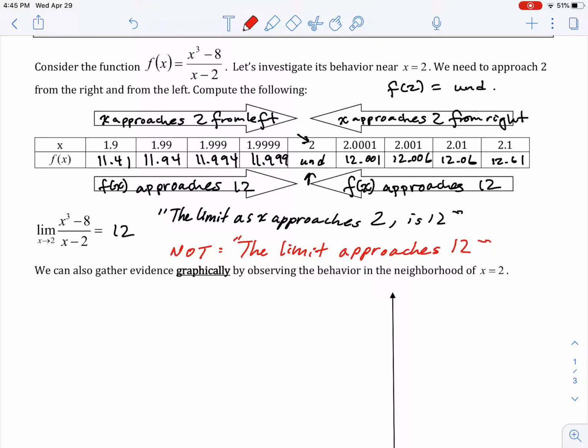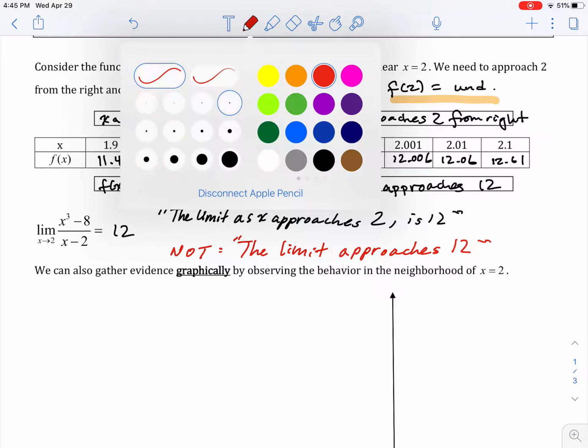Remember, and again, just to reinforce, this has nothing to do with the fact that f of 2 is actually undefined there. That has no bearing on what the actual limit is. So in other words, when x is 2, this function is undefined, but we can see that it is going to be 12, or in other words, the function is approaching 12. So that's how we can think about this first limit numerically.